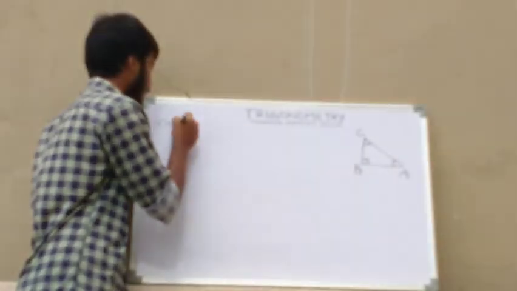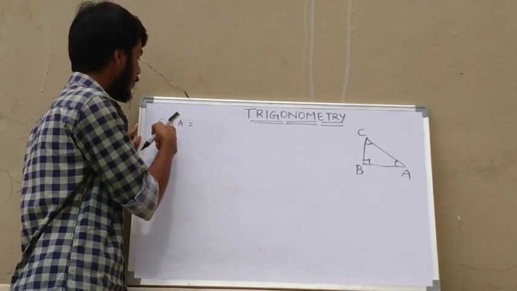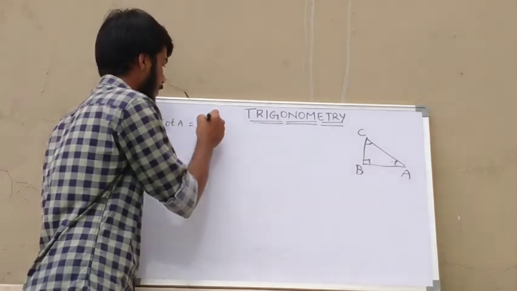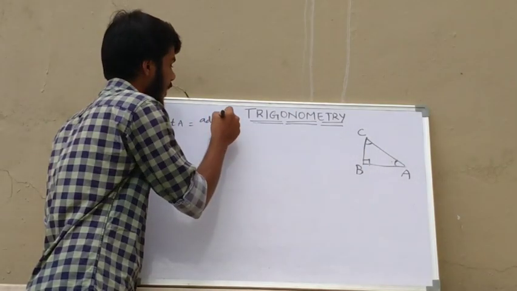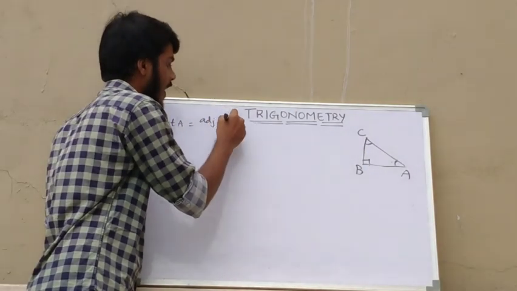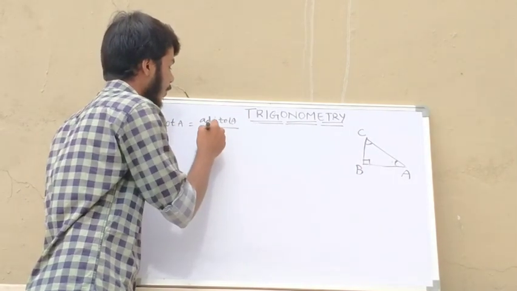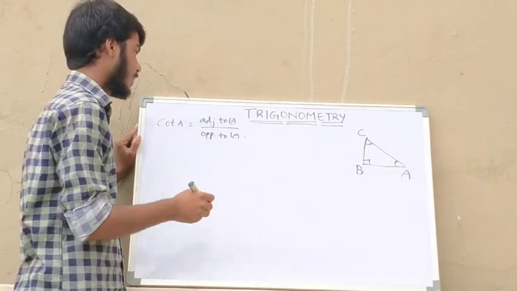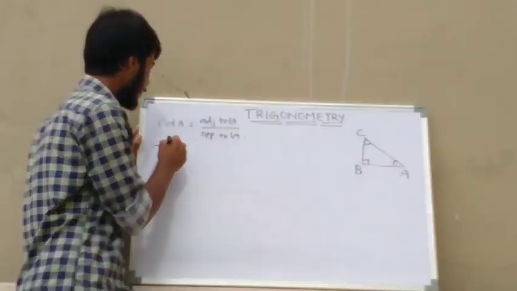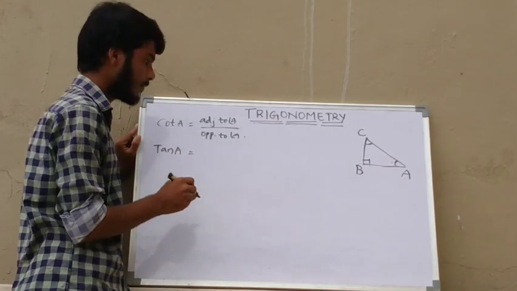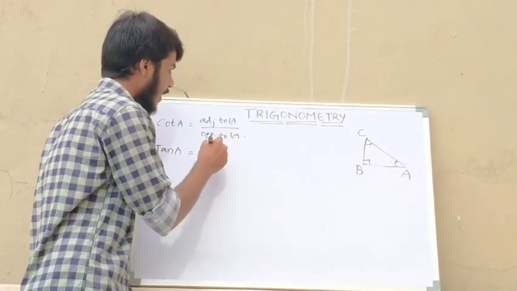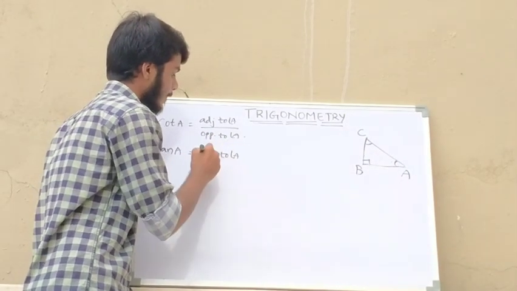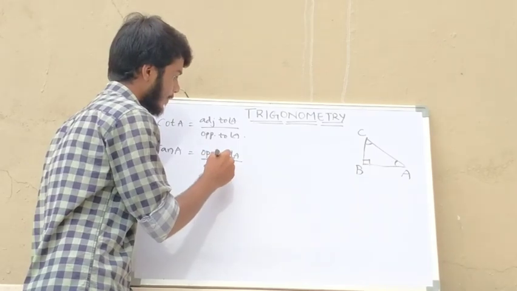Next, the definition of cotangent, that is cot. The definition of cot A is the side adjacent to angle A by opposite to angle A. Next comes tan A, which is completely the reverse: side opposite to angle A by adjacent to angle A.